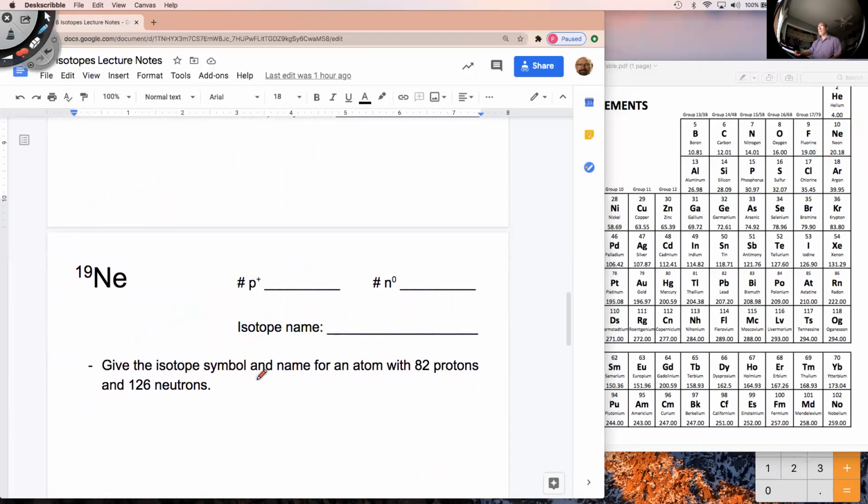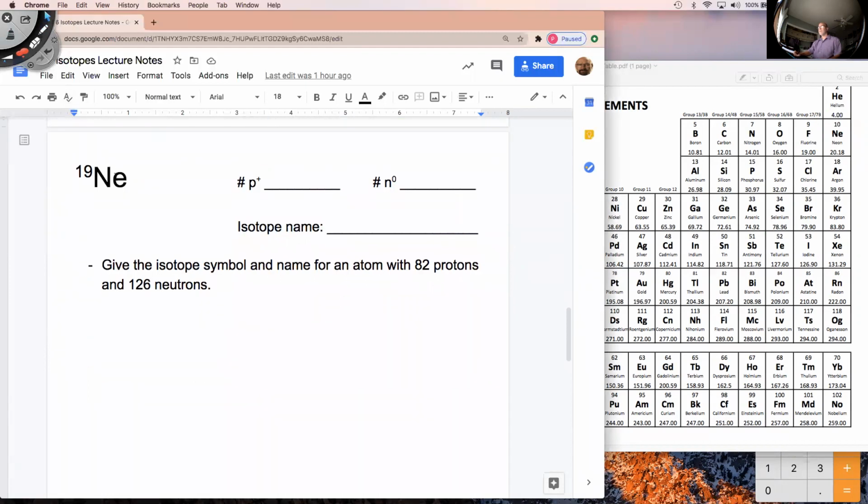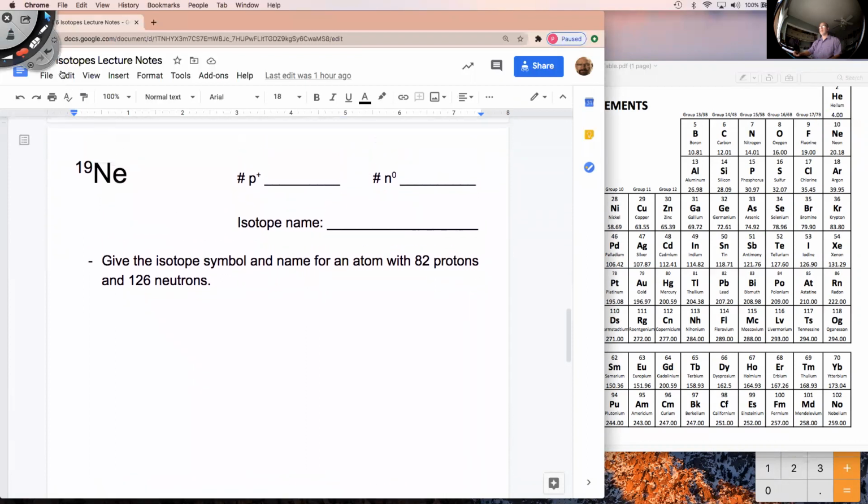The next one says, give the isotope name and symbol for an atom with 82 protons and 126 neutrons. So now we're going to have to work this out and say, well, how can I solve this? I want to give the symbol and the name. First thing I want to do is find the atom with 82, and here it is right here. There's the 82. So it looks like we're working with something called lead. So the symbol for this one is Pb, or lead, but we need to find out the mass, and the mass is going to be the protons plus the neutrons. We're going to need to have the mass in order to solve it.